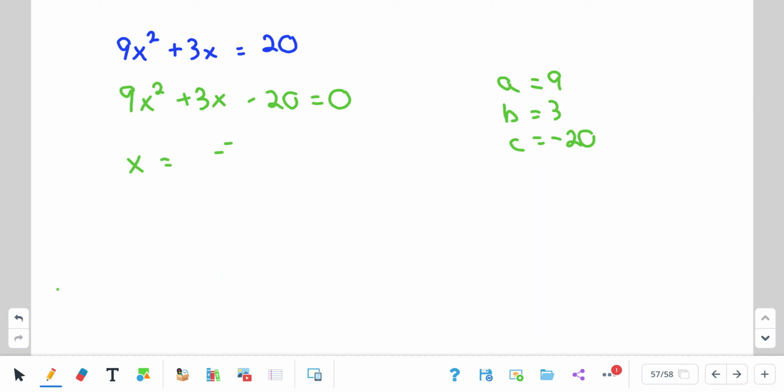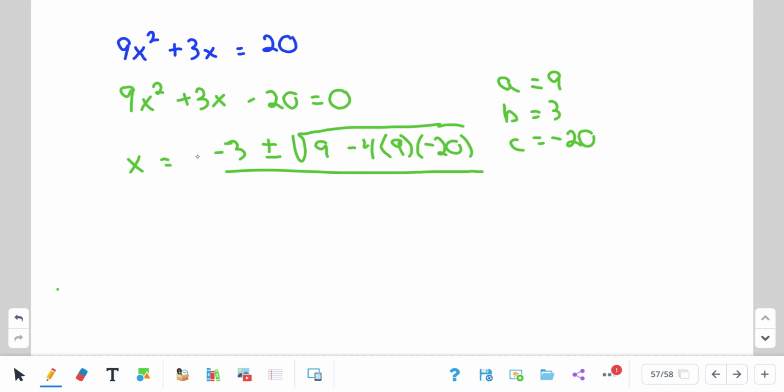Negative 3 plus or minus a big square root sign. Okay, b squared is 9, so I'll just write that, minus 4 times a, which is 9, times c, which is negative 20. Okay, and all over 2 times a, which is 18. Okay. So I've simply put all the numbers into the formula.